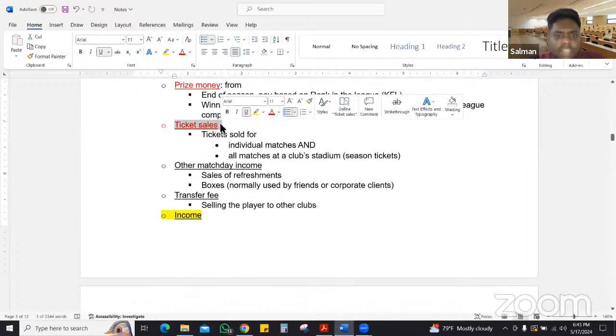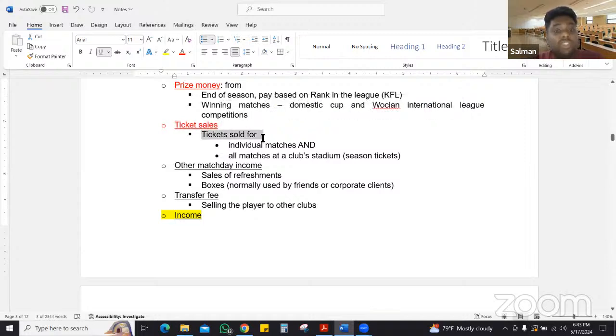You are having the match at your home ground. So who will sell tickets? You are selling tickets. The more tickets you sell, you'll get all of this money. Tickets are sold for individual matches and all matches at a club stadium.